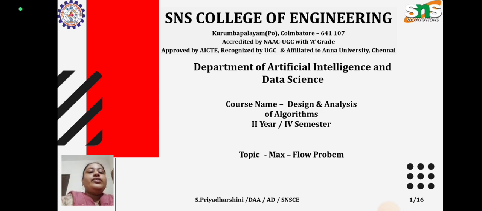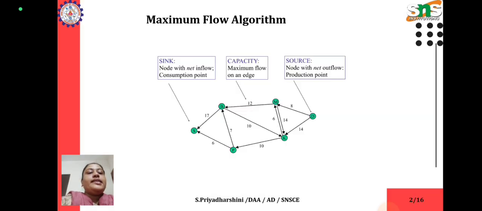Today we are going to discuss the topic max flow problem under the design and analysis of algorithms course. Let's get started. So what is the maximum flow algorithm?